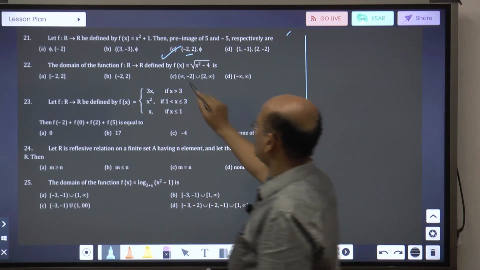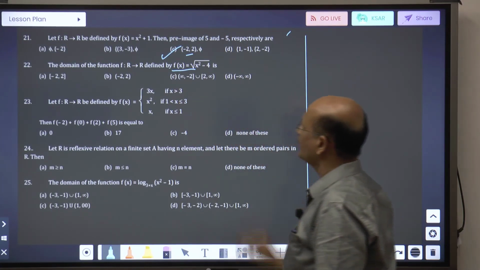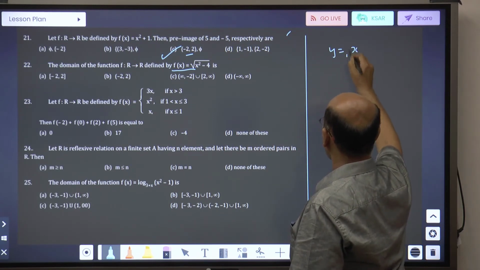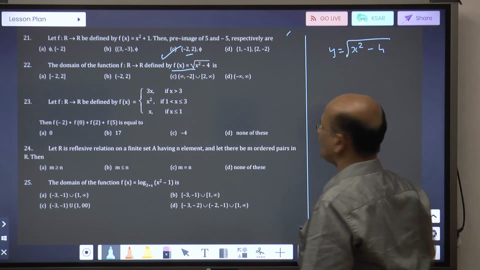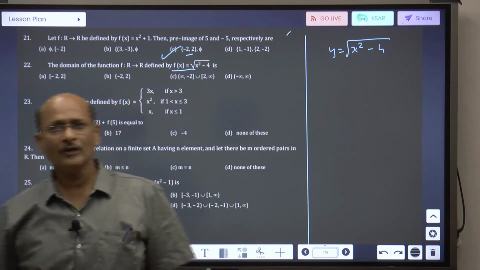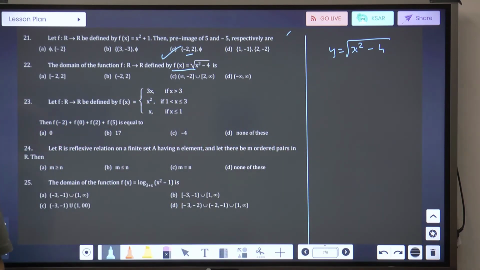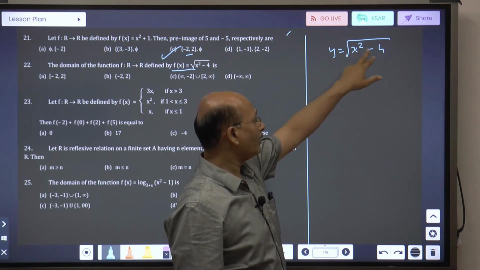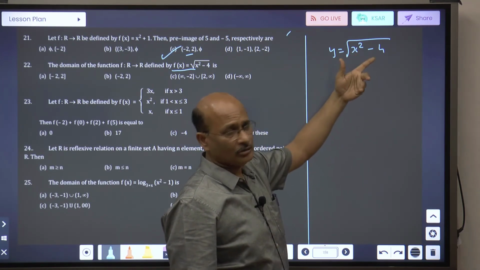The domain of the function. Now look at this question. Domain of the function is what? So you know what is domain? Domain is all values of x which will make it meaningful. Right? All values of x which will make it meaningful. Now tell me, when? So x should be what values, but it is square.